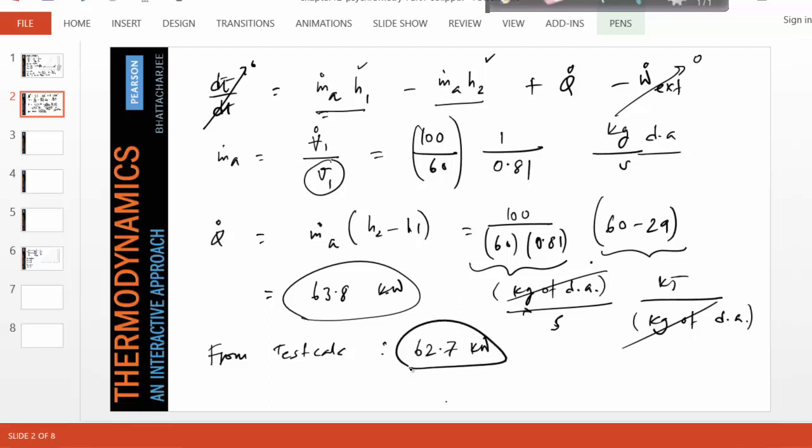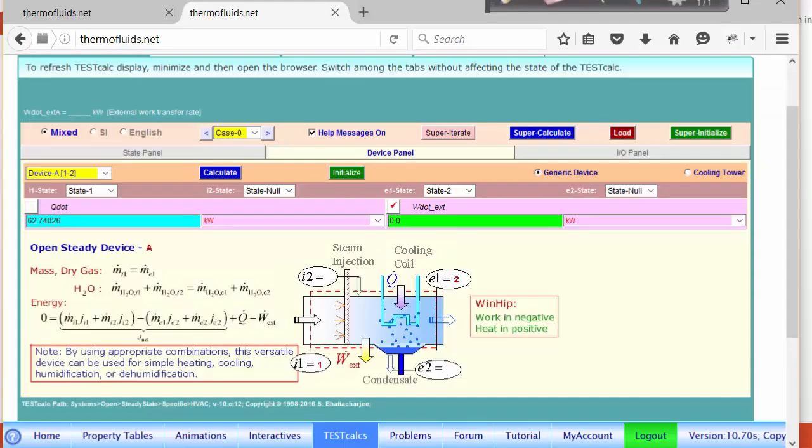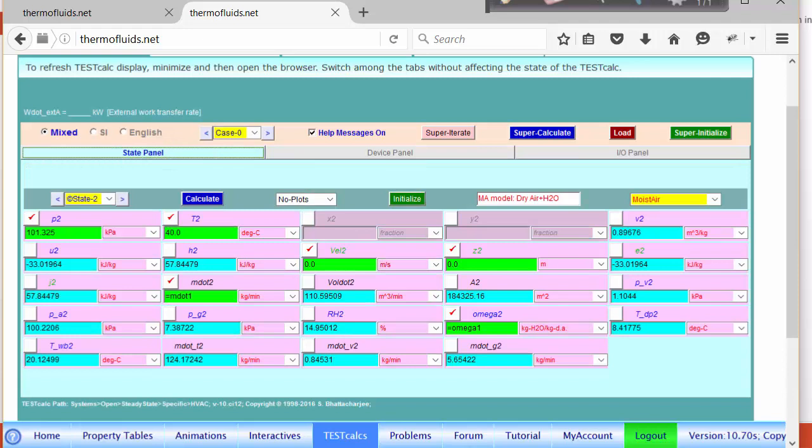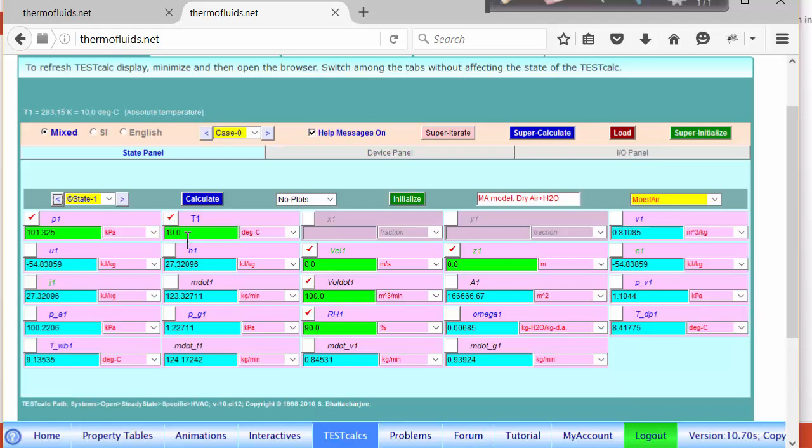Now look, the point of solving the problem by TESTcalcs is not just that we verified, we are confident about our manual solution, but if you want to go one step further and ask yourself, what are we doing here? We are heating this air from 10 degrees Celsius to 40 degrees Celsius, okay? So it's a 30 degrees Celsius rise in temperature. What if we heated half the way? Suppose from 10 degrees, instead of raising by 30, 15 degrees, 25 degrees Celsius. So suppose the final temperature is 25 degrees Celsius instead of 40.